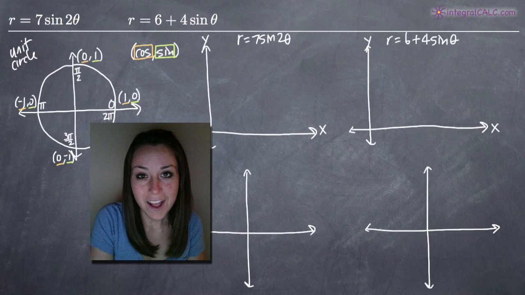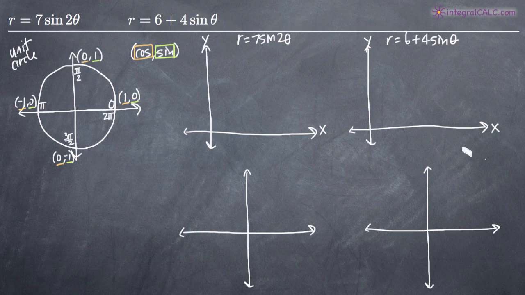Today we're going to be talking about how to sketch polar curves. And in this particular video, we're going to be talking about two different polar equations. The first one, which we'll call equation number 1, is r equals 7 times sine of 2 theta. And the second one is r equals 6 plus 4 sine theta. And the method that I use for sketching polar curves is really common, but it works really well.